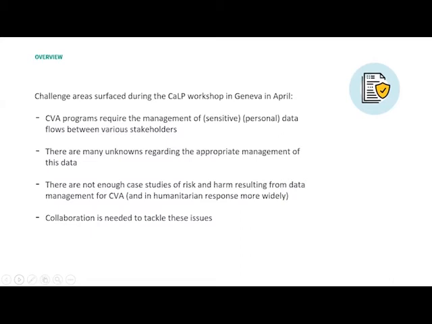So just coming to the CaLP workshop in Geneva that Anna mentioned in her introduction, we brought together about 30 practitioners to discuss the issues that they're facing around the management of data in cash and voucher assistance. We did that along three scenarios that we had created in which a cash and voucher assistance program is rolled out in different contexts. And then we looked at the ways that data flow through those data management exercises, and where potential risks and challenges emerged, and then what some of the solutions could be in those spaces.